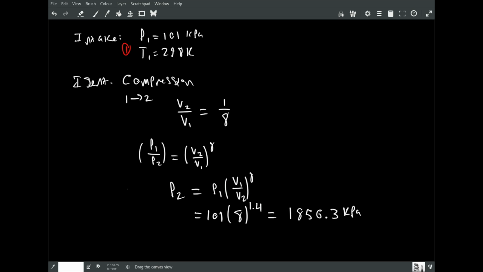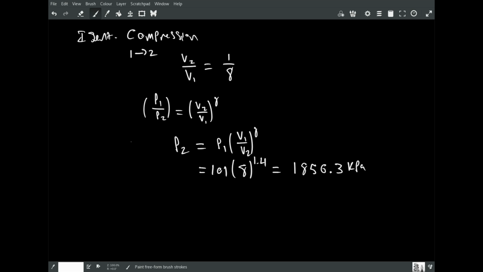Again, you could have some pressure losses, and we could have a process which is not truly isentropic, so there could be some losses in addition to that. Finally, we have our temperature, T2.